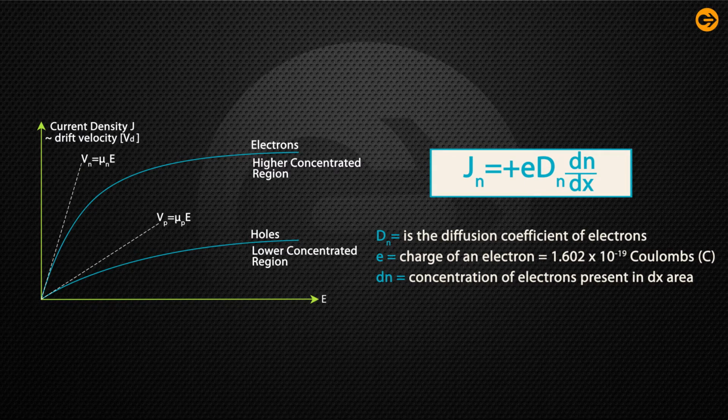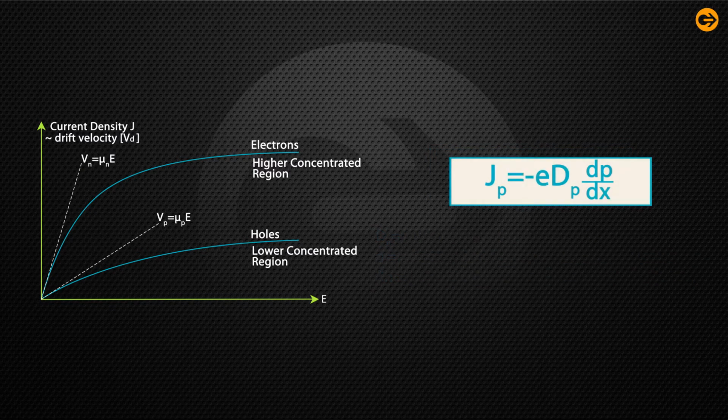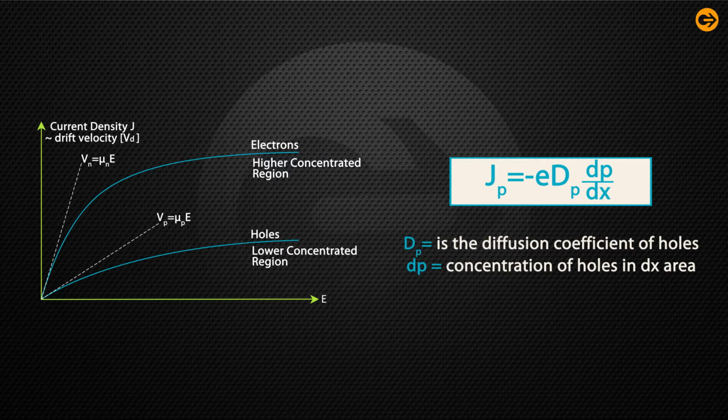The diffusion current density due to holes is given by Jp is equal to minus e Dp dp by dx, where Dp is the diffusion coefficient of holes and dp is the concentration of holes in the dx area.